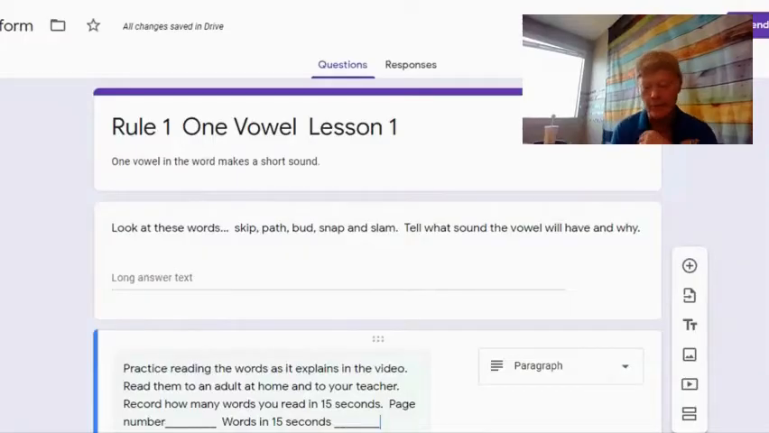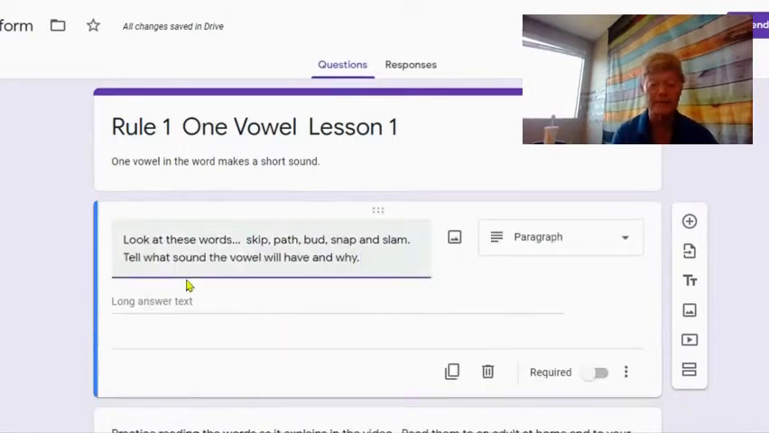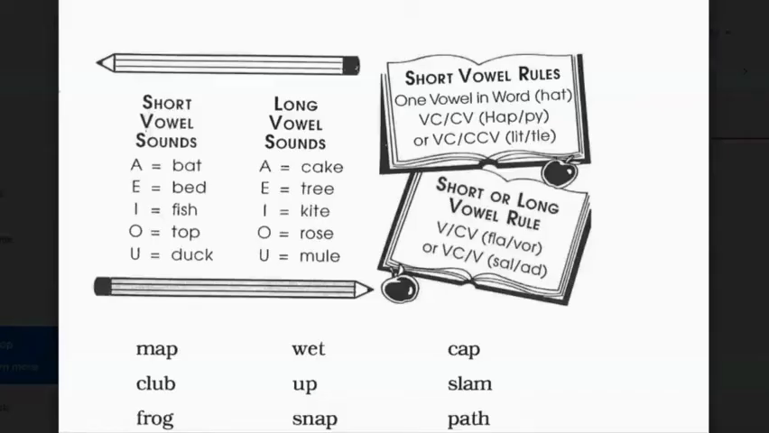Next step is to go to the Google form, and then if you look at this first question, in fact at the top it says one vowel in the word makes a short sound, and then look at these words and tell what vowel sound they will have and why. So you're going to write on this line what it is that you see about that word, what pattern you see in that word. And so explain it. And so that's the next step. You are going to practice that strategy and get so fast at using it.